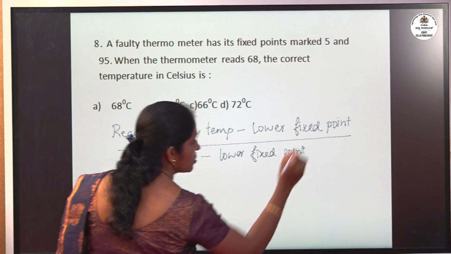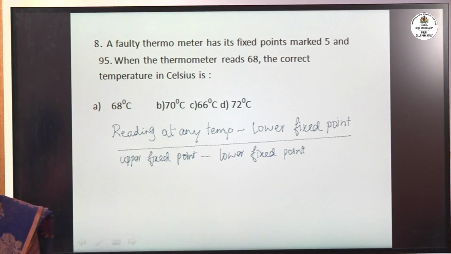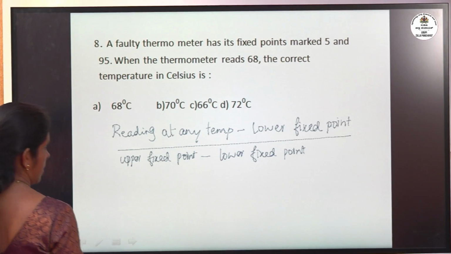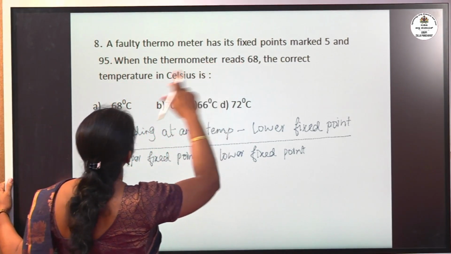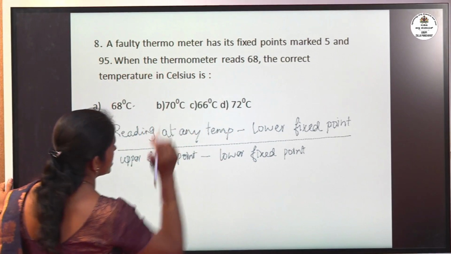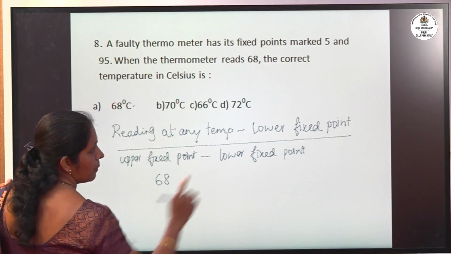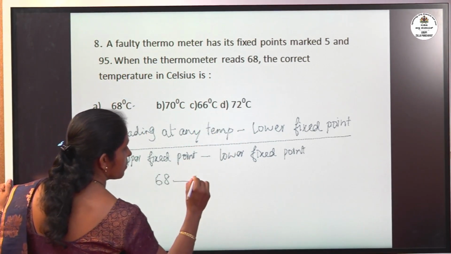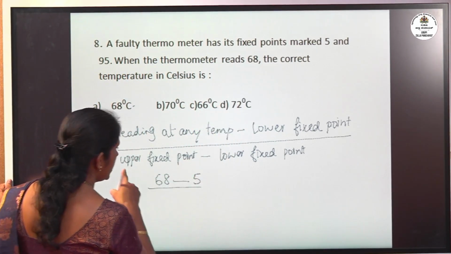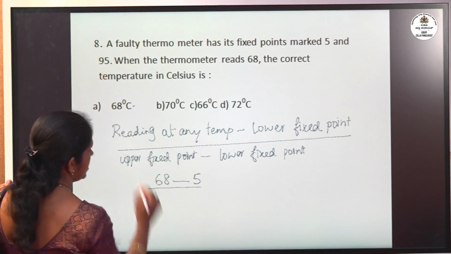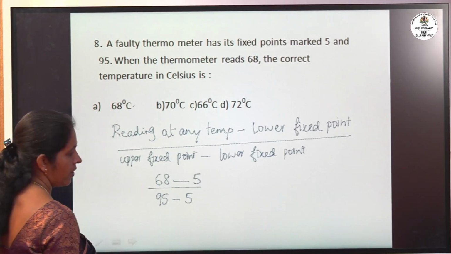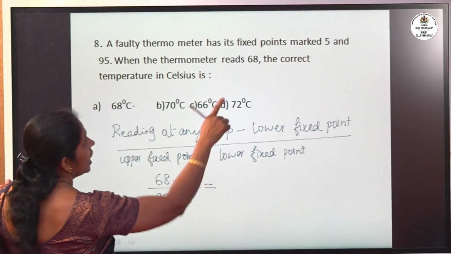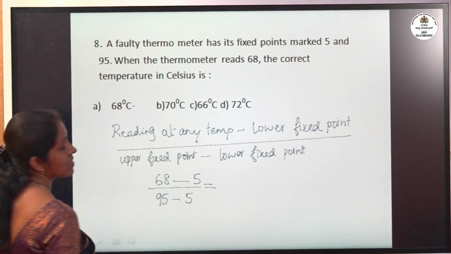Using this equation, we can convert any scale from one to another, for example degree Celsius to Fahrenheit, that is, we can convert one scale of temperature to another scale. Here, reading at any temperature, a faulty thermometer points, say the thermometer reads 68 degrees: 68 minus lower fixed point is 5, divided by upper fixed point is given, it is 95 minus lower fixed point, it is 5, which is equal to, our aim is to convert it to temperature in Celsius scale.